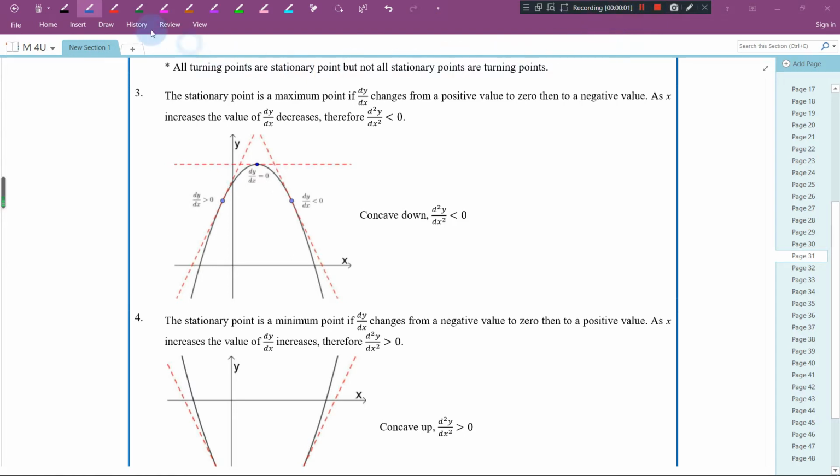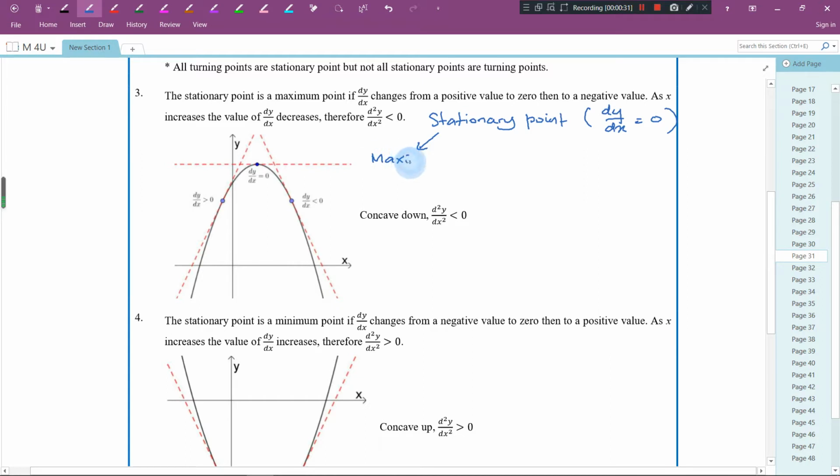Hi everybody, today let's look at stationary point. Stationary point is a point where the dy by dx is equal to 0. At that point, at stationary point, the dy by dx is equal to 0. That means the gradient of tangent is equal to 0. So we have three types of stationary point.